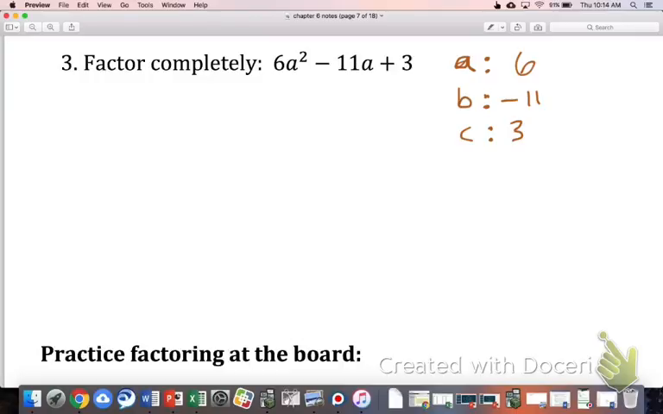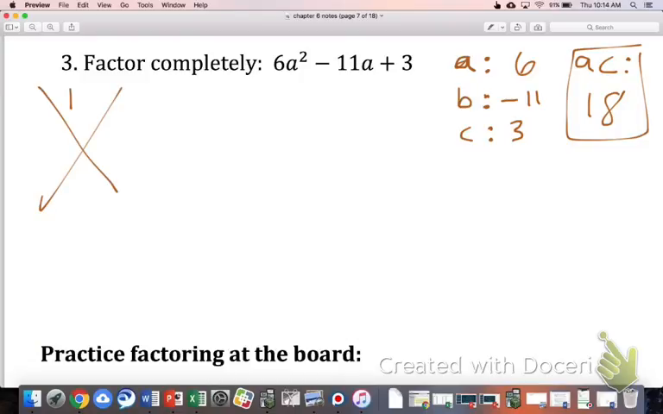All right. And then the key number that we're going to use here is the AC. And AC would be 18. So we got to figure these numbers out. Sounds like you're doing okay. Any questions on any of those? Okay, now as far as the magic X goes, the 18 goes in the top. The B goes in the bottom, negative 11. And this is where we ask ourselves, what two numbers multiply to be 18 and add up to be negative 11? What'd you come up with? Negative 9 and negative 2, or you could say negative 2 and negative 9.